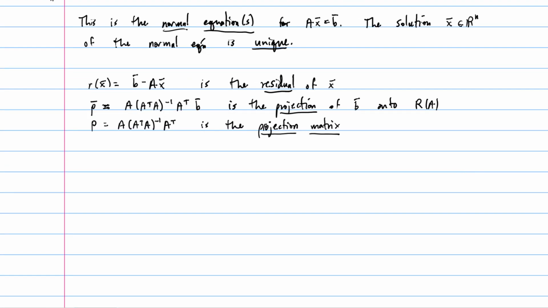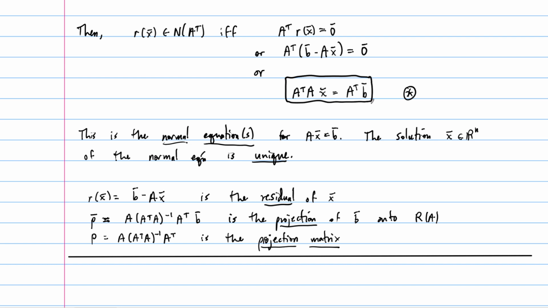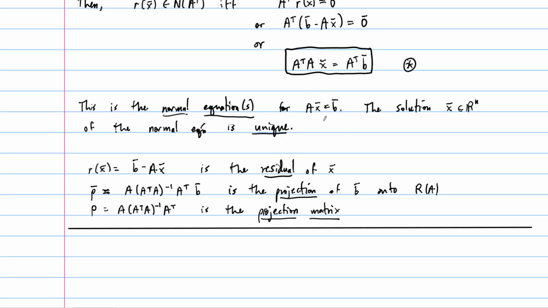But those are just definitions, and now we've set up the whole scenario and the method. This is the main equation we want to look at: A transpose A times x equals A transpose b. That's what we're going to solve for x. That's our goal. So let's try some examples now and see how this works.